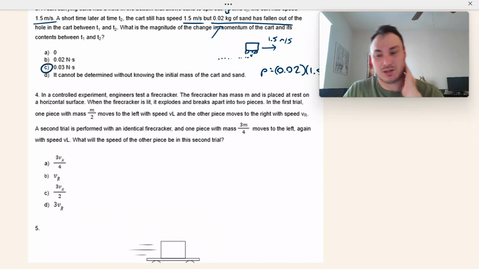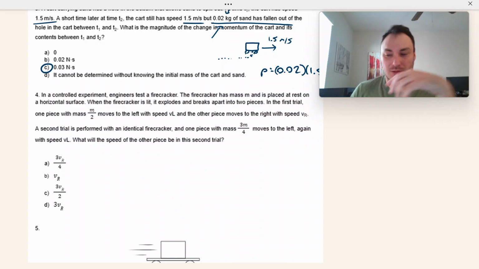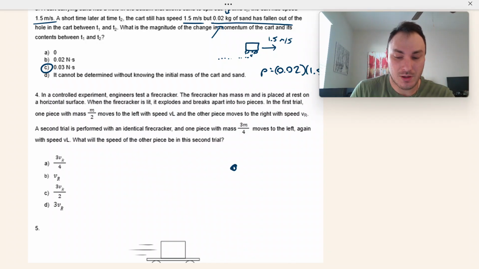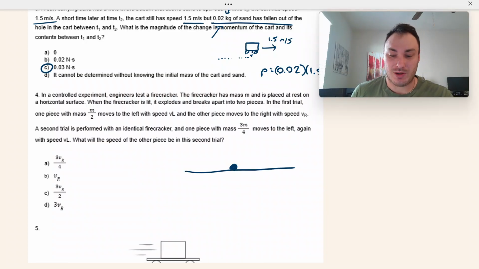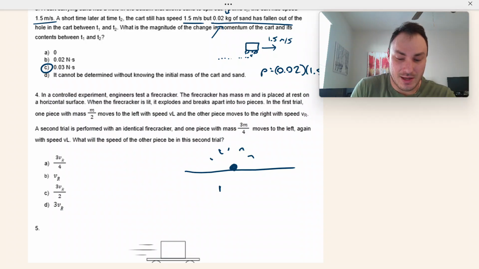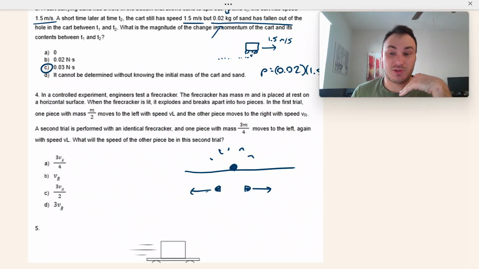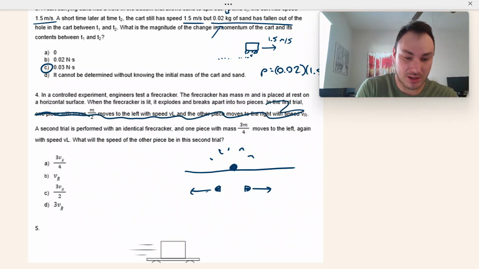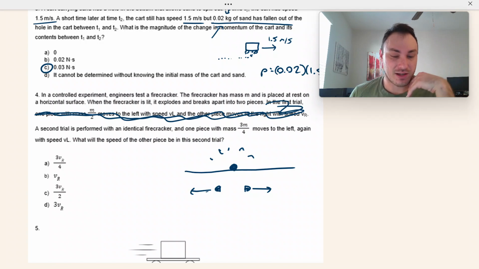I think this is the one that got skipped last year, and this does look like a complicated one. So we have a firecracker, and it's just kind of sitting there. It's in a controlled experiment, and then it's going to explode into two pieces. One's going to move to the left, one's going to move to the right. Momentum is going to be conserved here, so this is just conservation of momentum. I don't think we even need to analyze this first trial. We have everything we need in the second trial.